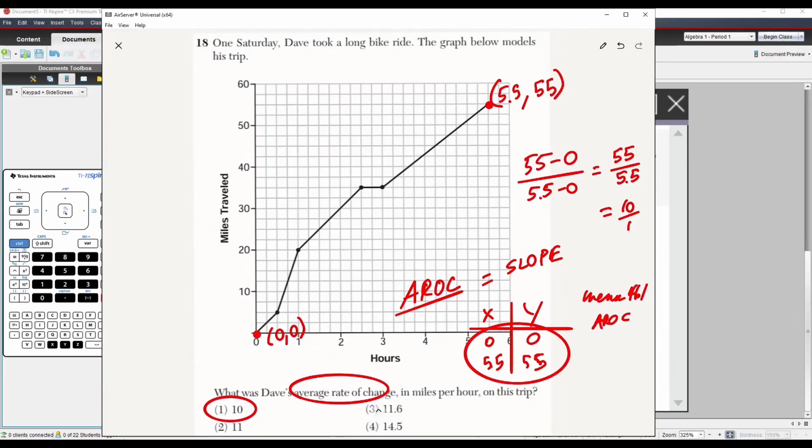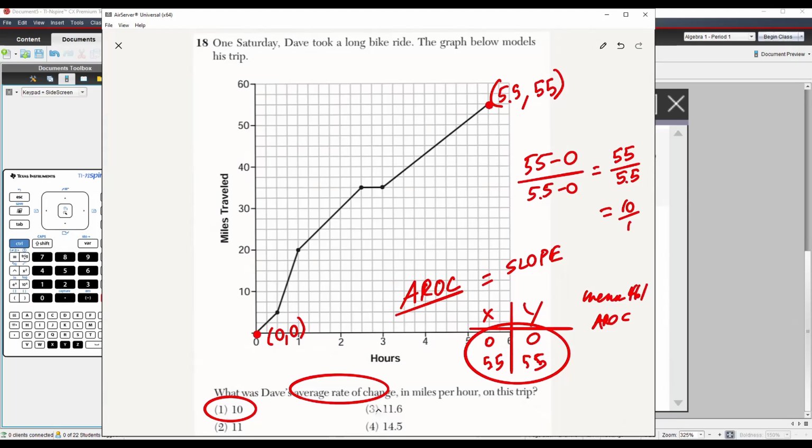And whenever you have to calculate the average rate of change, they have to give you 2 points. I'm going to say that 3 more times. They have to give you the 2 points when you're calculating average rate of change. They have to give you at least 2 points in order for you to calculate the average rate of change.